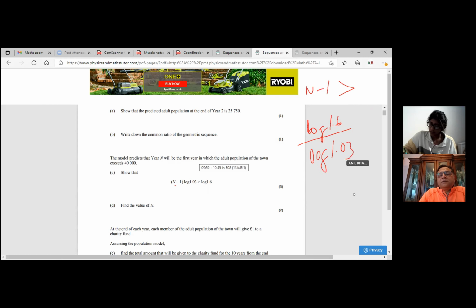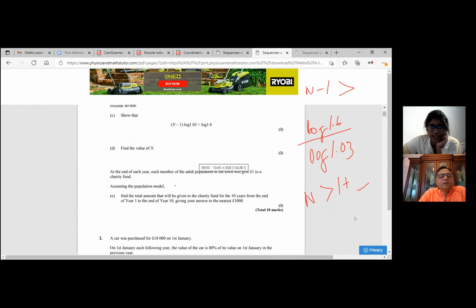Correct? Do this. So when I do this, can I take the base as 10? Yeah. Base is 10. Yes. Okay. And then plus 1. Yeah. And then you plus 1. So n is greater than 1 plus this value. Is that clear to you? Got it. Yeah. Okay, great.